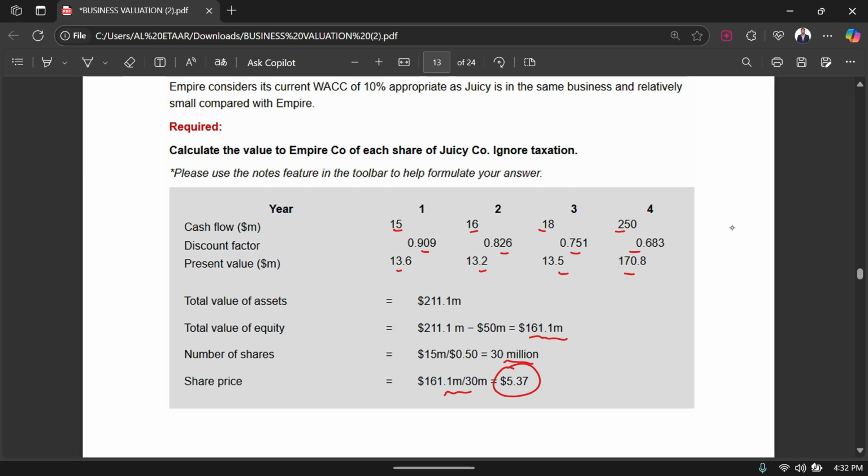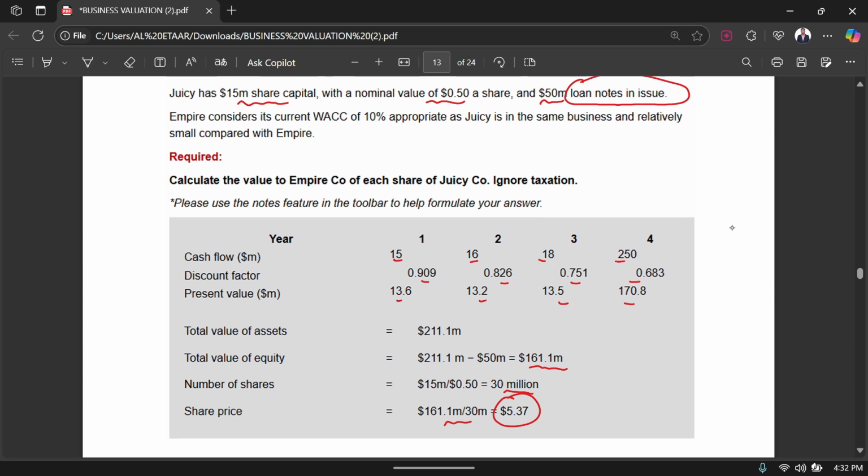So you guys can have a look at this, okay? And then we are going to move forward. So this method is the discounted cash flow method, okay?